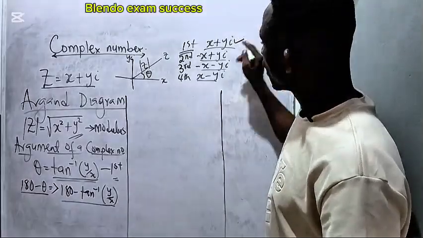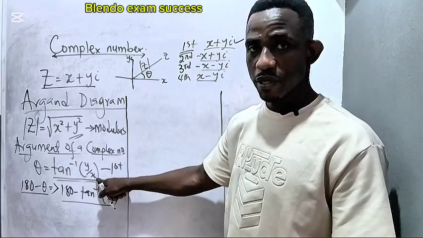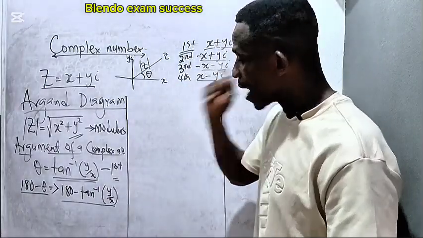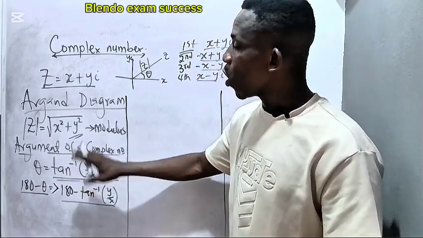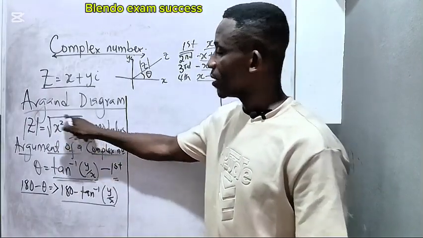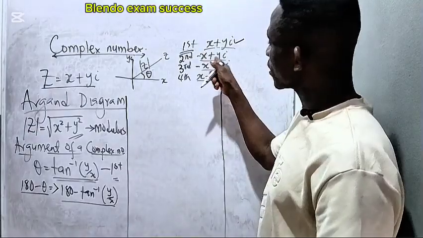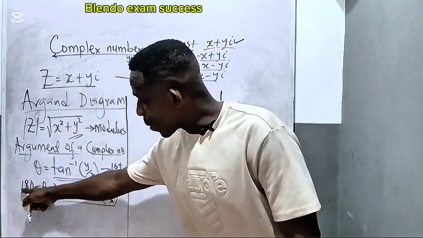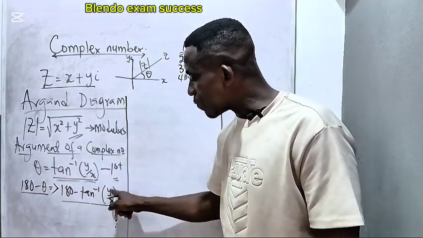So for the solution, if you are given this and you're asked to find the argument, this becomes your answer for the first quadrant. If your question is like this, x plus yi, then the argument is theta equal to tan inverse of y over x. All of these have the same modulus, the square root of x squared plus y squared. That is how you do it. Now, if you are given a second quadrant question, minus x plus yi, what will you do? This is it: 180 minus theta. You first of all find theta, and theta is tan inverse of y over x.